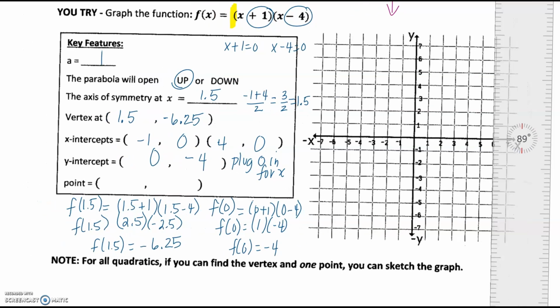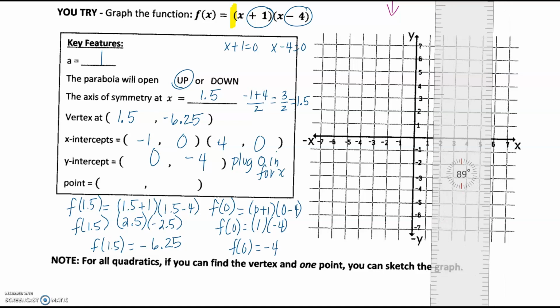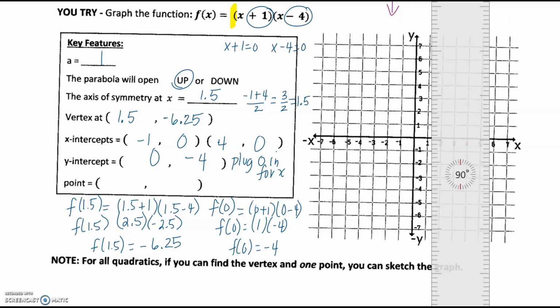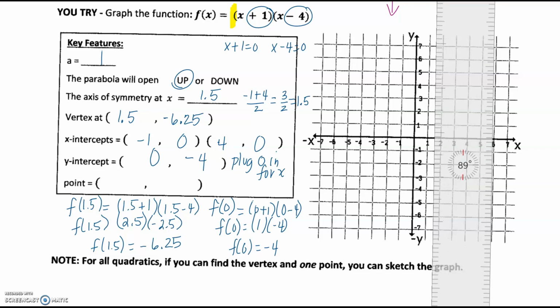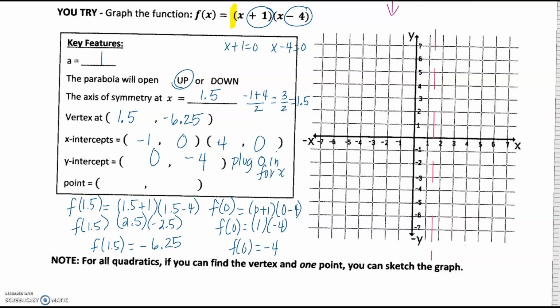I told you that this time my axis of symmetry is in between. So you're just going to do your best job to go in between 1 and 2 and draw your dotted line. Okay, when we do that, we get x equals 1.5. From there, we're going to do our vertex. 1.5, -6.5. It better be on this axis of symmetry, and it is. And it's just a little bit below 6. So it's 1.5, -6.5. That's our vertex.